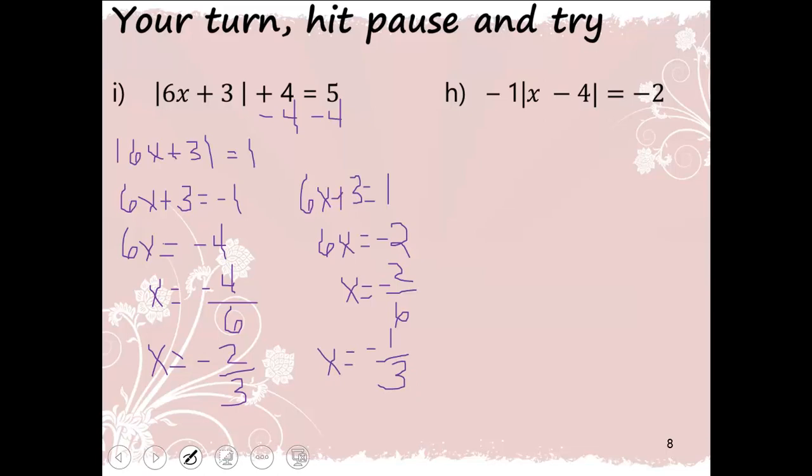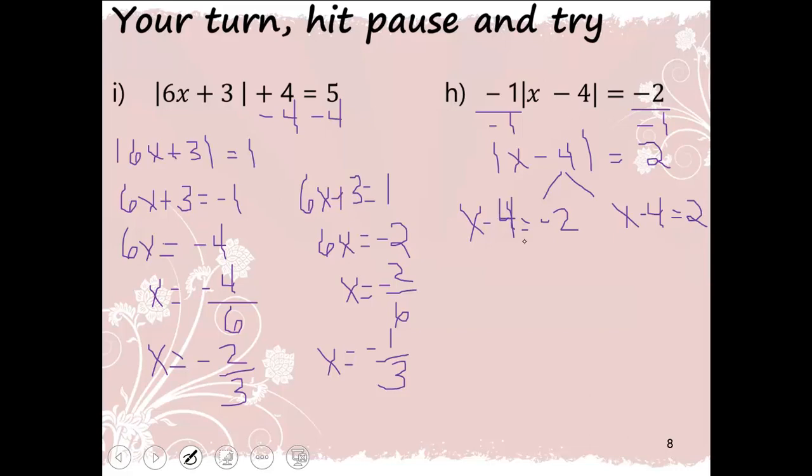Now with this one, I'm only going to get it to the part where you can bust it out into two equations. I'm going to divide through by -1. And then watch, now I have absolute value x minus 4 is equal to 2. Now I can bust. x minus 4 equals -2, x minus 4 equals +2, and then I can solve from there. Okay?